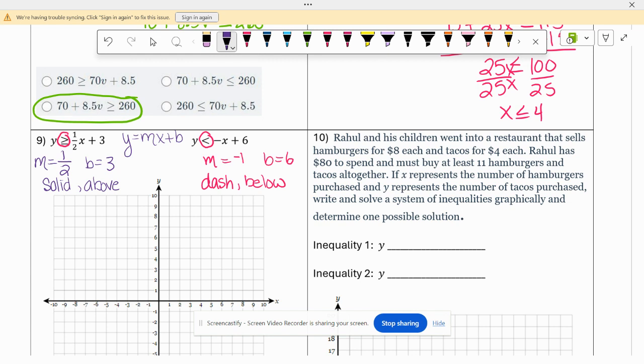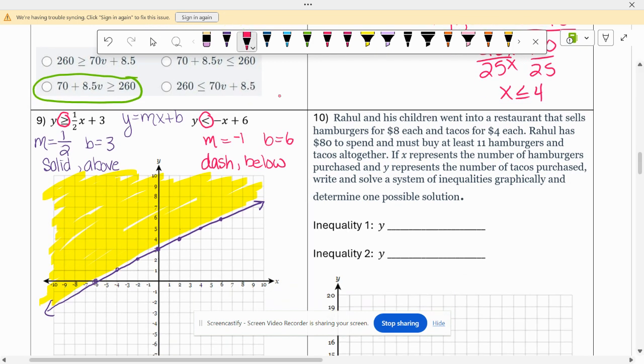We begin at 3. So I'm going to begin at +3. And that slope of 1/2 means I go up 1 and to the right 2. I can also go down 1 and to the left 2. I'm going to connect this with a nice solid line, and I am going to shade above. So that means that anywhere in the shaded region will produce an ordered pair that makes that inequality true, as well as anywhere on this line, right? Because it's a solid line.